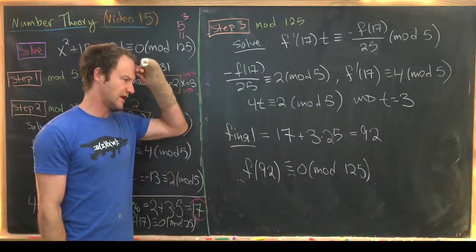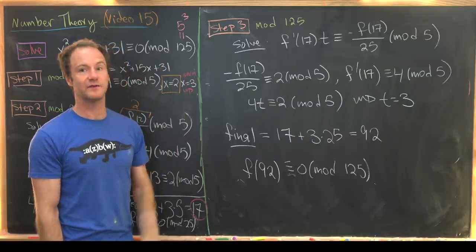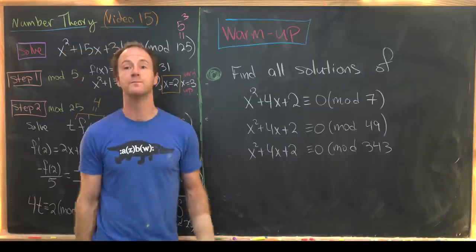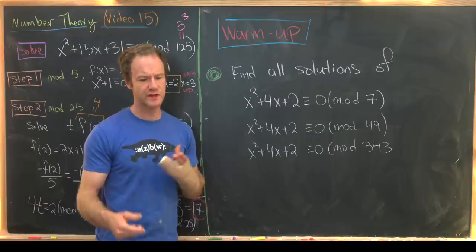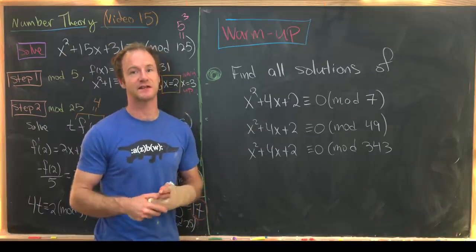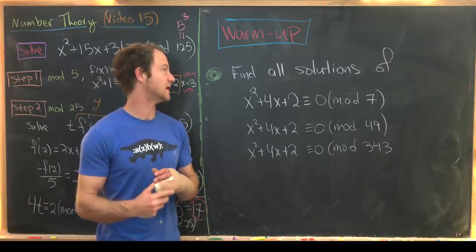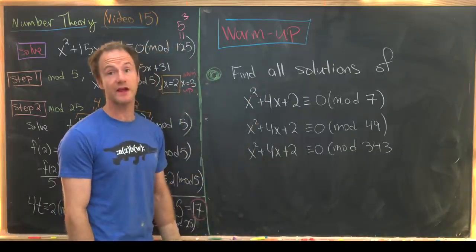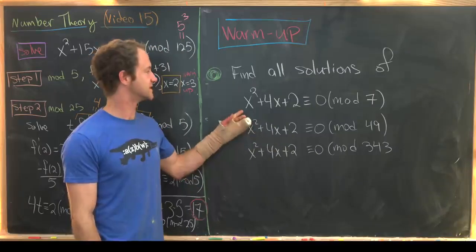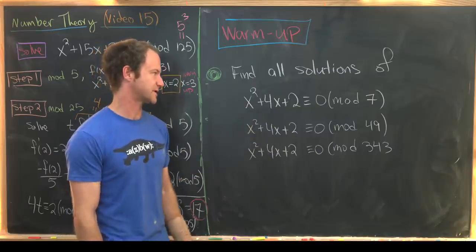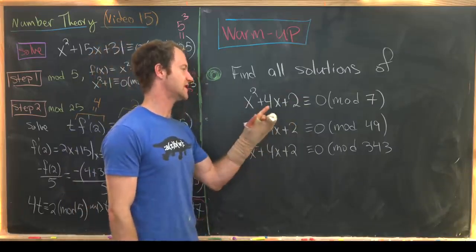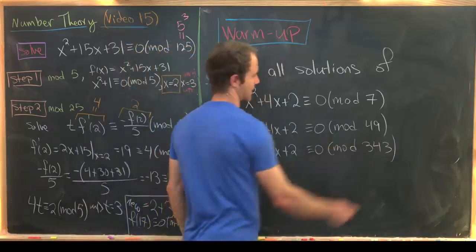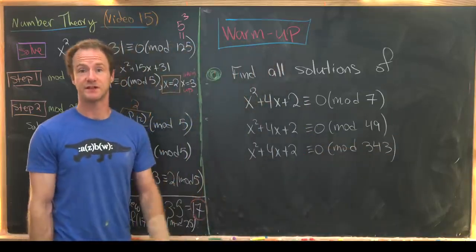Okay, so before we finish this off, maybe I'll give you some warm-up problems based on the stuff that we've talked about. Our warm-up just really involves the technical aspects of applying Hensel's lemma. So our goal is to find all solutions to the 3 polynomial congruences. So we've got x squared plus 4x plus 2 is congruent to 0 mod 7, 0 mod 49, and 0 mod 343. Okay, that's a good place to stop.